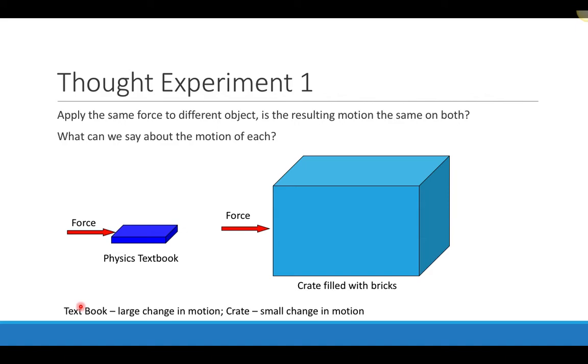And so the answer is that the textbook, which obviously has less mass associated with it, is going to be much easier to move than this crate that's filled with bricks. And so the physics textbook is going to have a larger change in motion as compared to the smaller change in motion of the crate. And we'll talk about another example later.